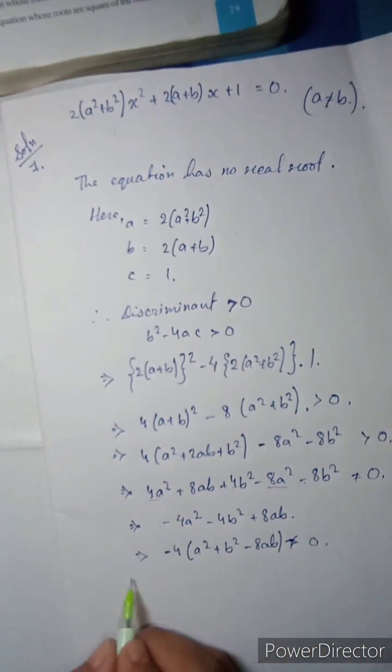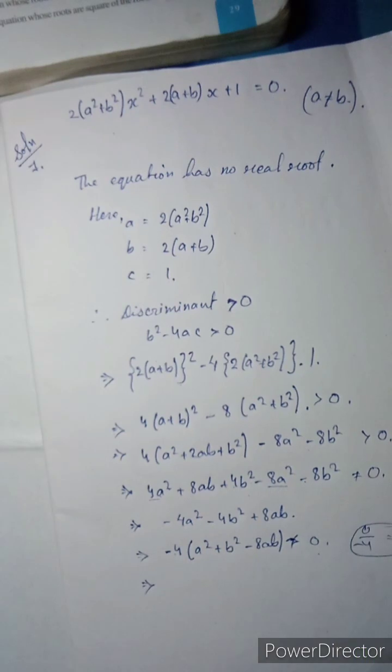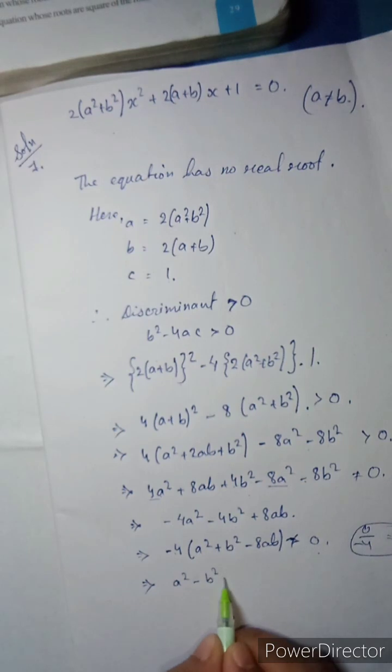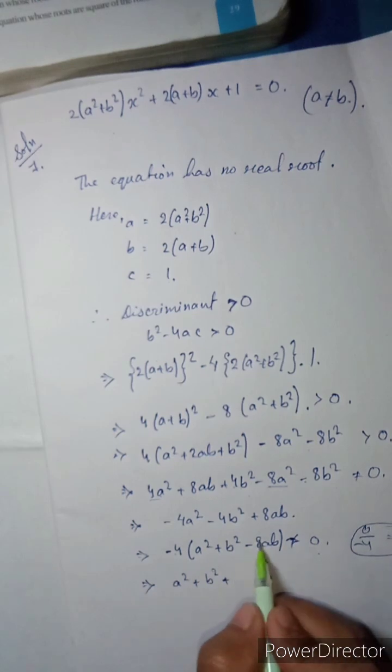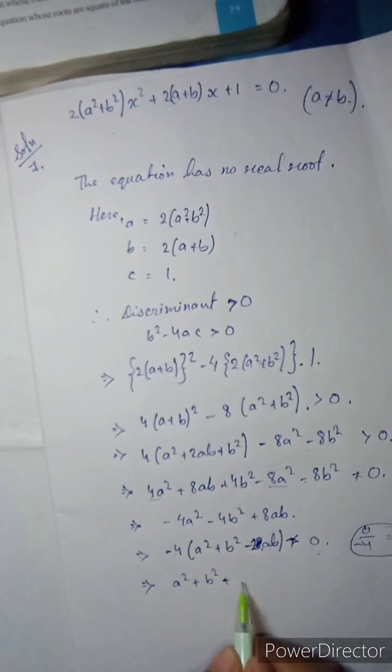Let's write like this. If this goes down, 0 divided by minus 4 is always 0, it always remains 0. So here I will write a square plus b square, sorry, I've made a mistake, this will be minus 2ab.